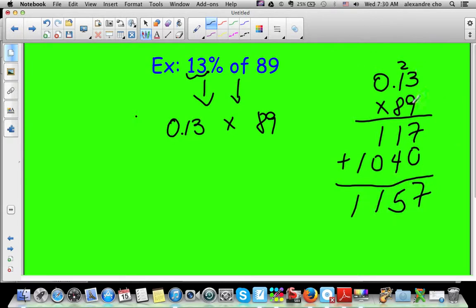You're not done. You have to go here on the top and find how many decimal places we have in total. There's 1 decimal place, 2 decimal places. There's nothing on these 2 numbers. So there's a total of 2 decimal places among the 2 factors that we were multiplying. So my answer has to have 2 decimal places. So by putting a decimal here, I have 1, 2 decimal places, which is the same number of decimal places that I have on top. Final answer, 11.57. Okay?